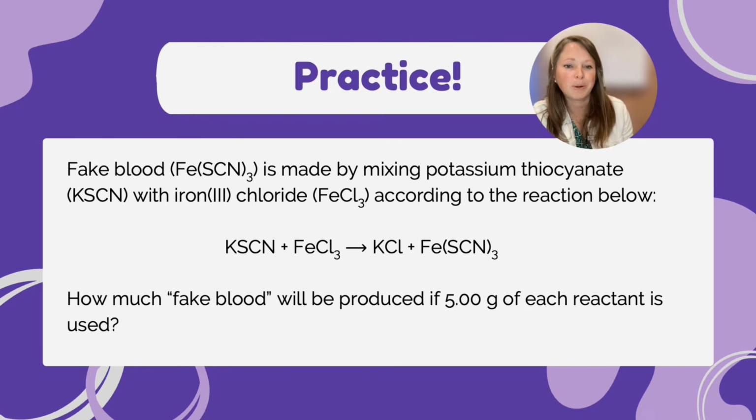So let's look at an example. This is just a fun example. Definitely do this reaction in a video at some point. This is the reaction to make fake blood, commonly used in movies and even theater productions, things like that. You take two clear solutions, mix them, and boom, bright red solution. All right, so if we have 5 grams of each of these reactants, how much of that fake blood, that iron 3 cyanide, will we produce?